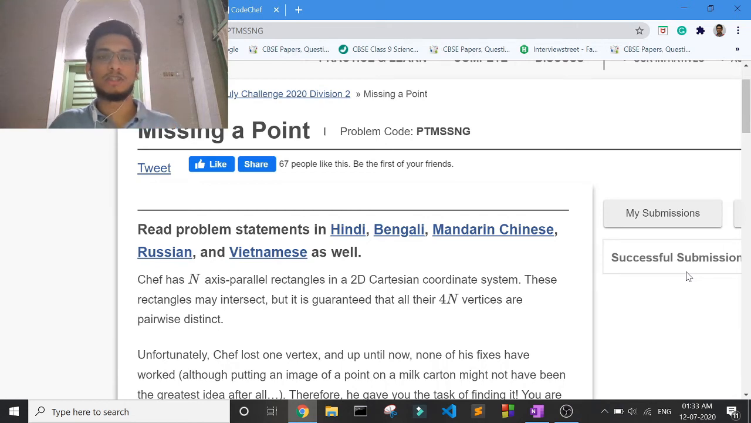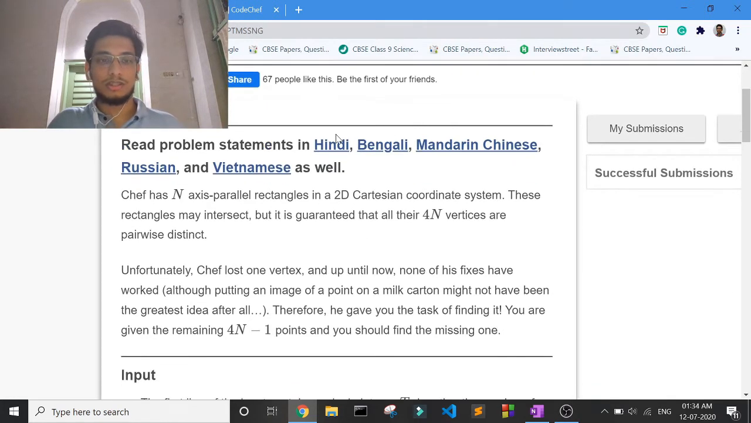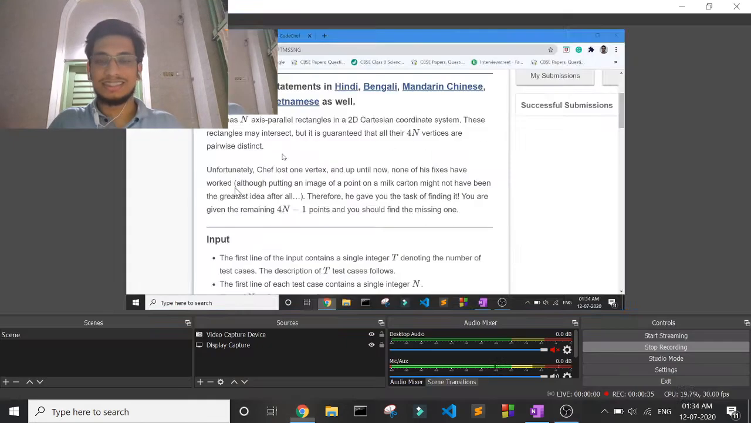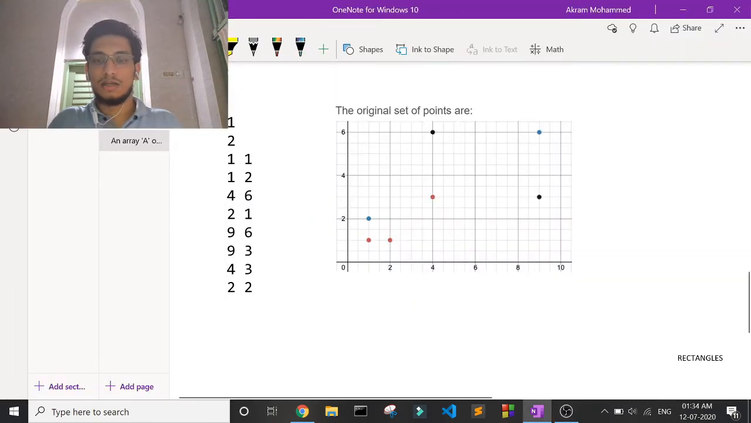So in this video, we'll be solving the Missing a Point problem from the July Challenge 2020. The chef has n axis-parallel rectangles in a 2D Cartesian coordinate system, and these rectangles may intersect, but it's guaranteed that all their 4n vertices are pairwise distinct. What that means is we have something like this. We have a bunch of rectangles with us, and they have given us the coordinates of those rectangles.